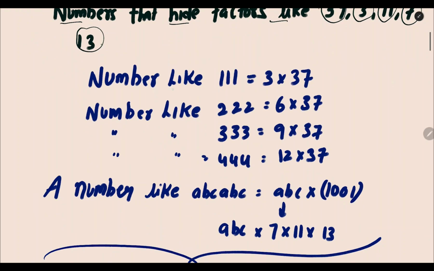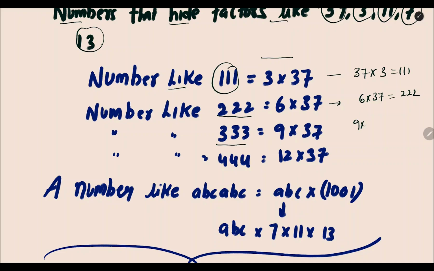When you see a number like 111, it is 37 into 3 equals 111. In the same way, 222 is 6 into 37, 333 is 9 into 37, and 444 is 12 into 37. If you observe carefully, 37 is constant, but the 3 table is repeating. 3 1s are 3, 3 2s are 6, 3 3s are 9, 3 4s are 12, and 3 5s are 15. Then it is 555.